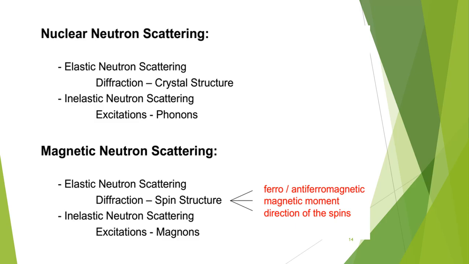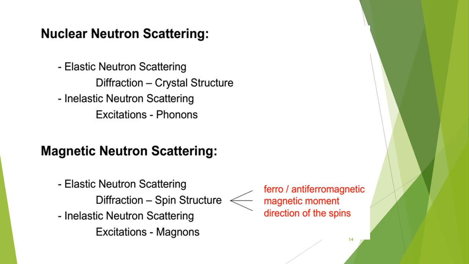So here is nuclear neutron scattering, which is elastic neutron scattering. Diffraction can find out the crystal structure, and if inelastic neutron scattering occurs, it can be used to find out the excitations and phonons.